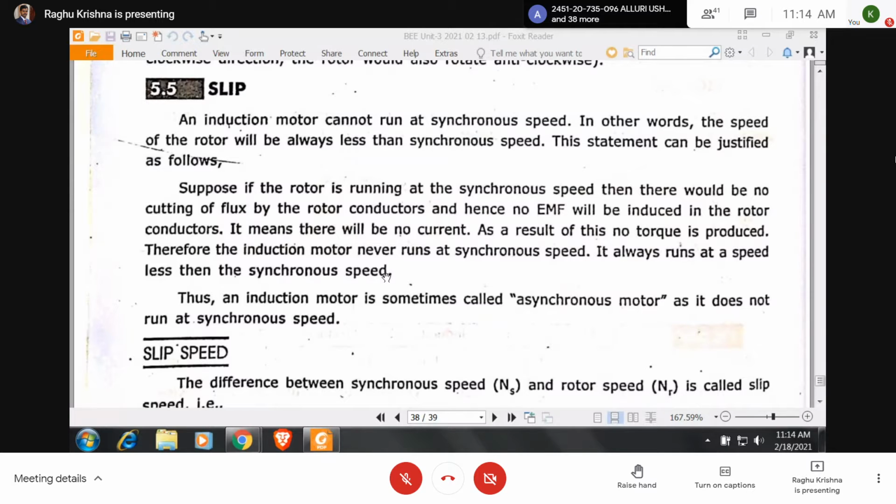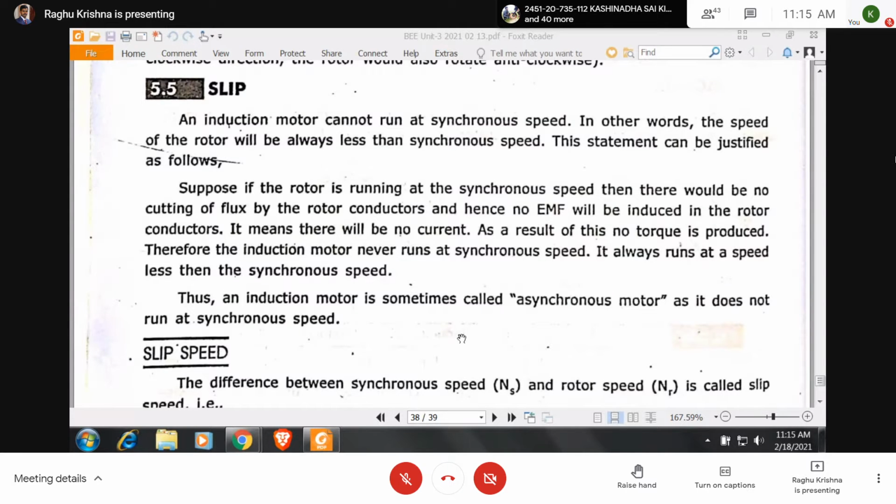Is it clear? When the motor runs at synchronous speed, the rotor conductors will not cut the rotating magnetic field. So no EMF will be induced in the rotor conductors. No current will be flowing through the rotor conductors. So the rotor will not experience a torque. You know that when a current carrying conductor is placed in a magnetic field, it experiences torque. So no current in the rotor conductors means no torque will be experienced by the conductors. So the speed of the rotor will always be less than synchronous speed.